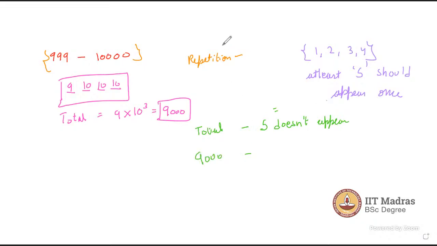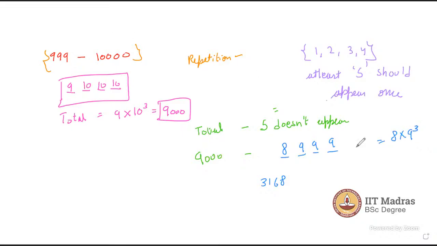If 5 is not appearing anywhere, it means for the first place I have 8 possibilities, since 5 is not appearing and 0 I cannot have. For the second, I cannot use 5, but I can use all others, so 9 possibilities, 9, 9. So it would be 8 times 9 cubed. If you do it, you will get the answer.